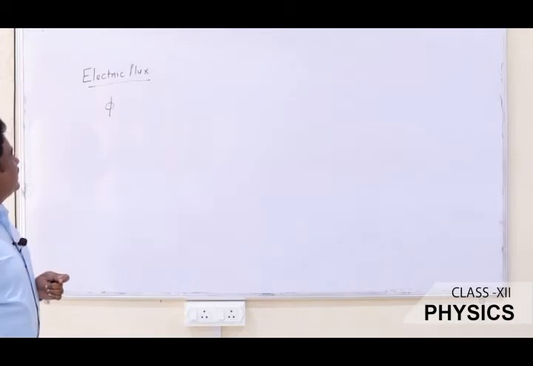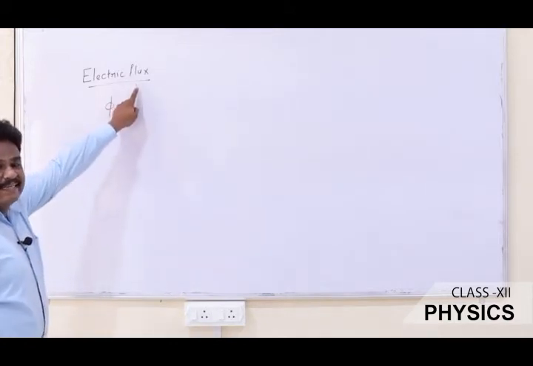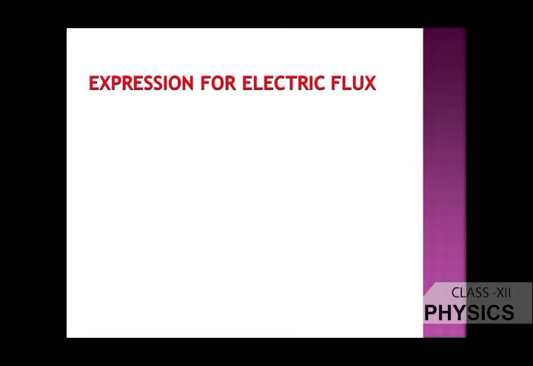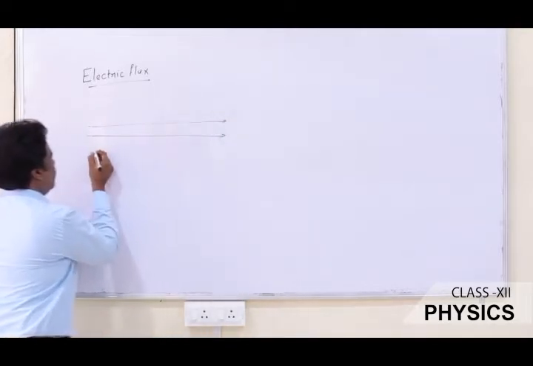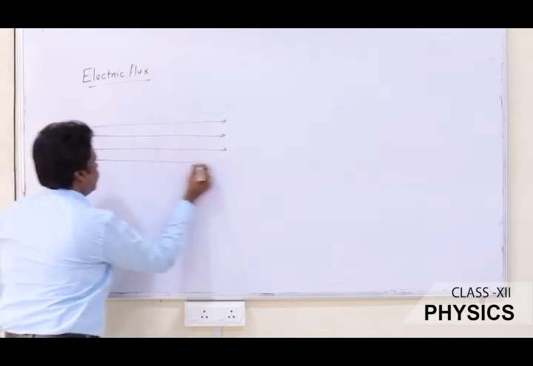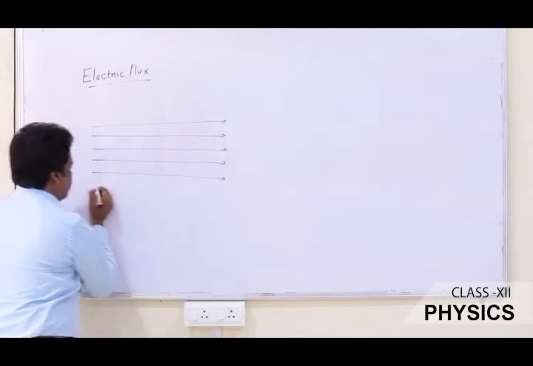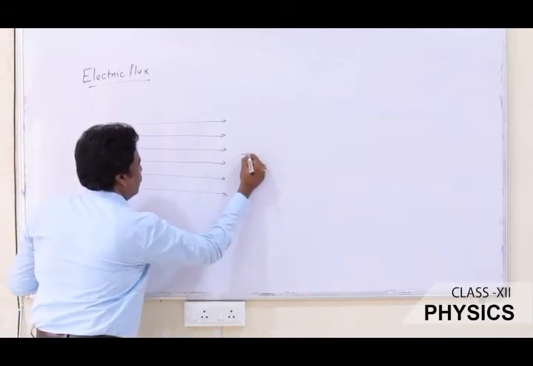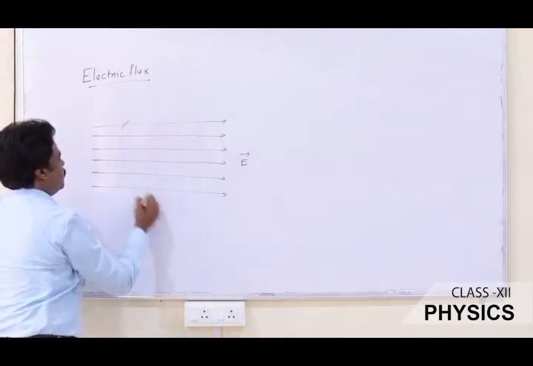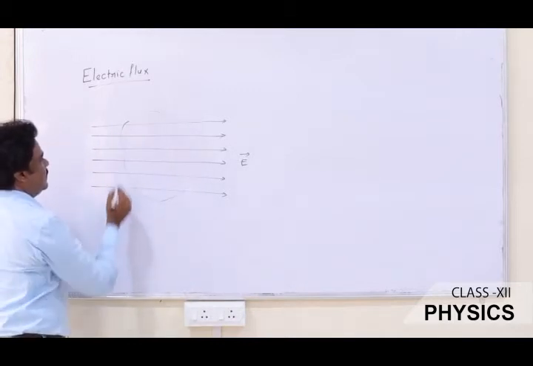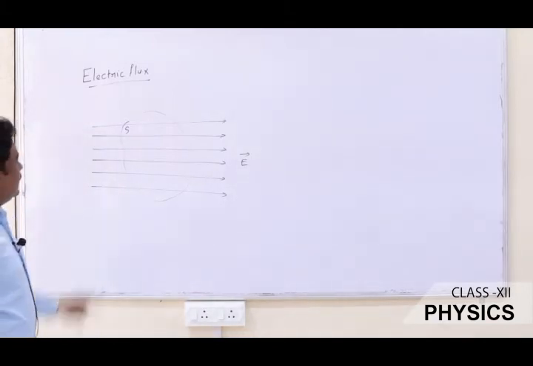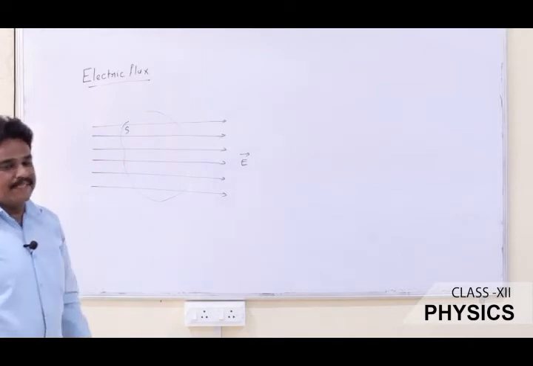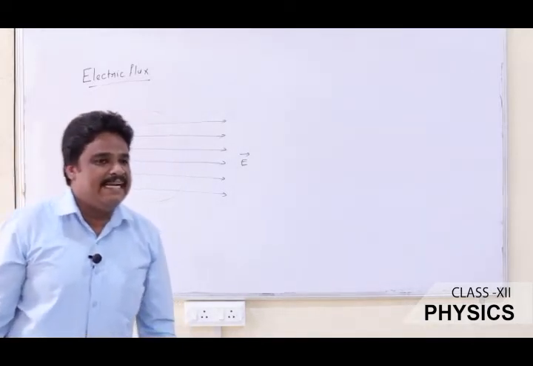Now, I am going to establish a relationship between electric intensity and electric flux. So, what about the relation for this? I am going to assume a uniform electric field. Already you know how to represent a uniform electric field. Say this is uniform electric field E vector. In this, I am going to assume a closed surface of area S. Now my aim is to find the flux through the entire surface.